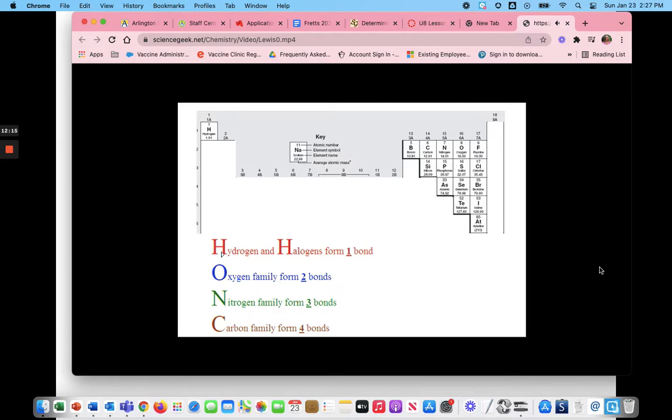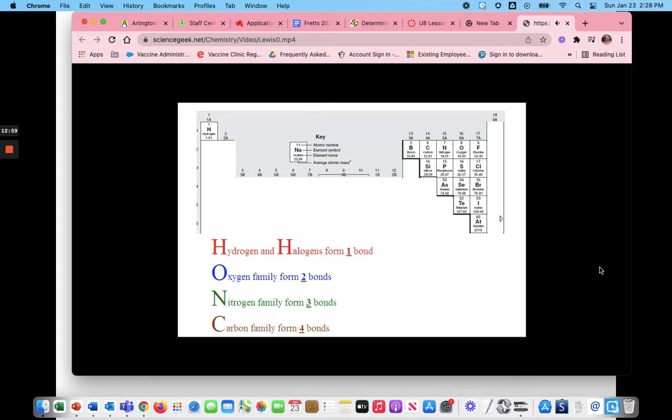So it goes like this. Hydrogen and the halogens will form 1 covalent bond in covalent molecules. Oxygen and the oxygen family, meaning the nonmetals in the oxygen family, will tend to form 2 bonds. Nitrogen and the members of the nitrogen family, in particular phosphorus, will tend to form 3 bonds. Carbon and the carbon family, in this case limited to silicon, the only other nonmetal, will tend to form 4 bonds. If you look at the periodic table above, we have hydrogen and we have the other nonmetals, excluding the noble gases, which tend not to form covalent bonds.